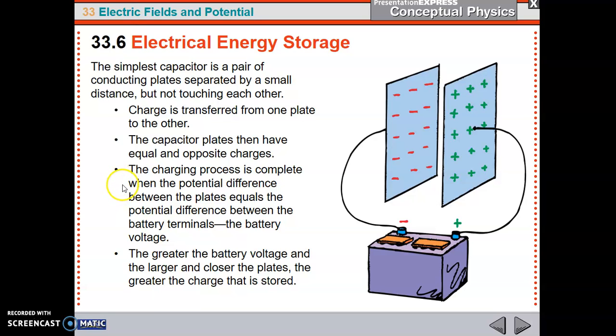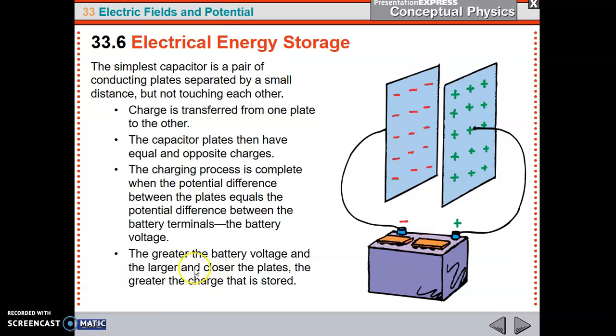The charging process is complete when the potential difference between the plates equals the potential difference between the battery terminals. I don't like that sentence because it uses the word potential difference. And what do we call potential difference? Voltage. So if this battery has, well, it looks like a car battery, so we'll say 12 volts, then that means that the difference between these plates is 12 volts when it's fully charged.